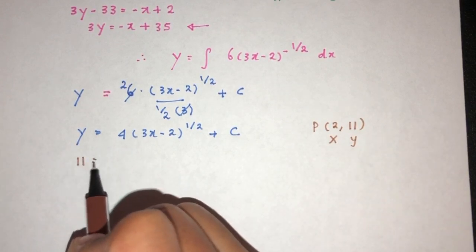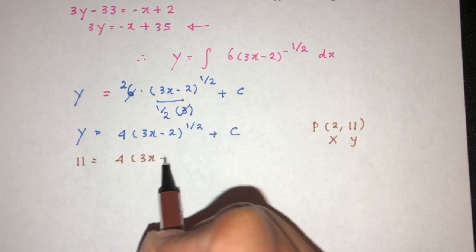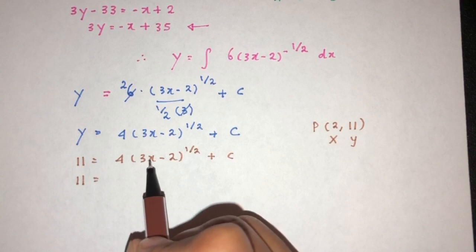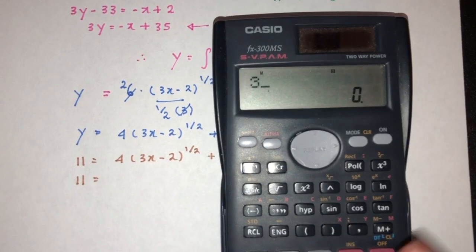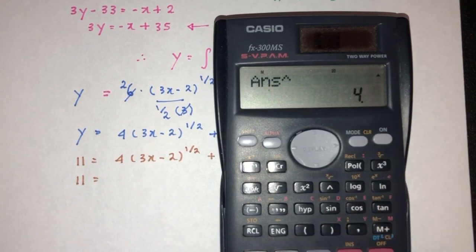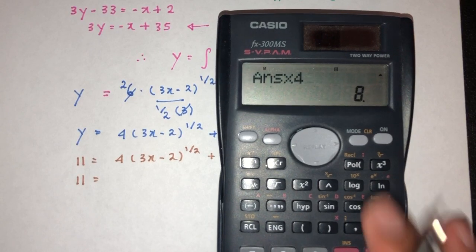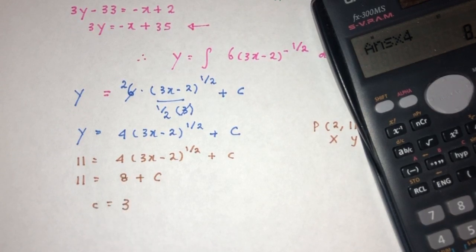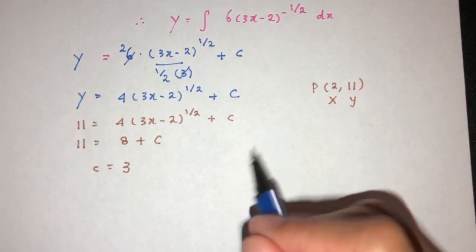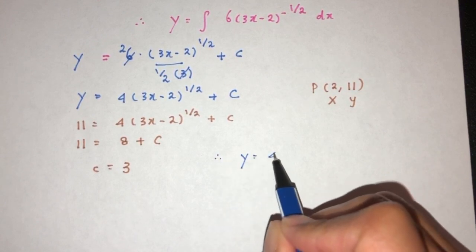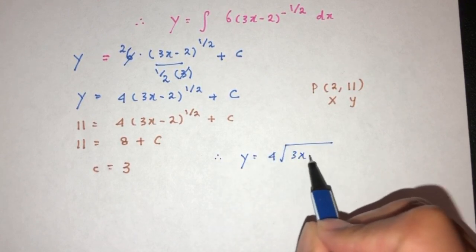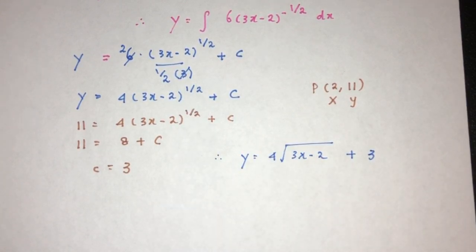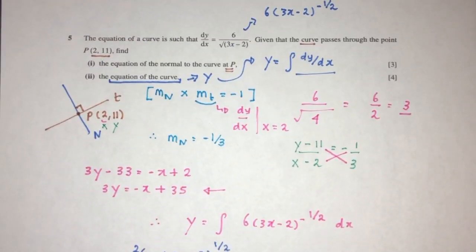That is 11 is equal to 4 times (3x minus 2) to the power half plus c. So x was 2 here, sorry. 3 times 2 minus 2, to the power half, should be 2, times 4 should be 8. So 8 plus c. c will be 3. So finally we can write down the equation of the curve, which is y equals 4 root (3x minus 2) plus 3, because power half is simply square root. That is your question part 2, finding the equation of the curve.